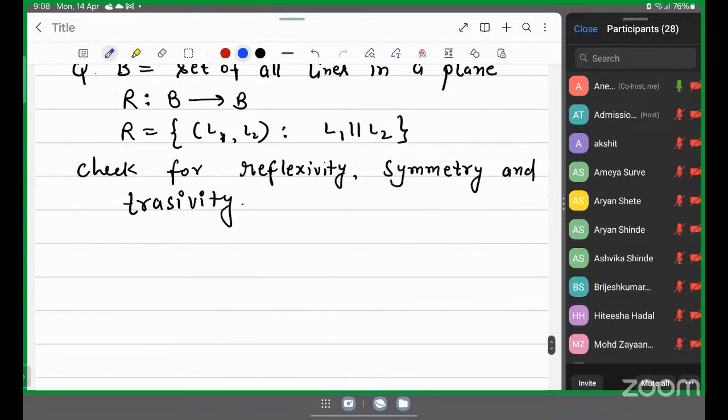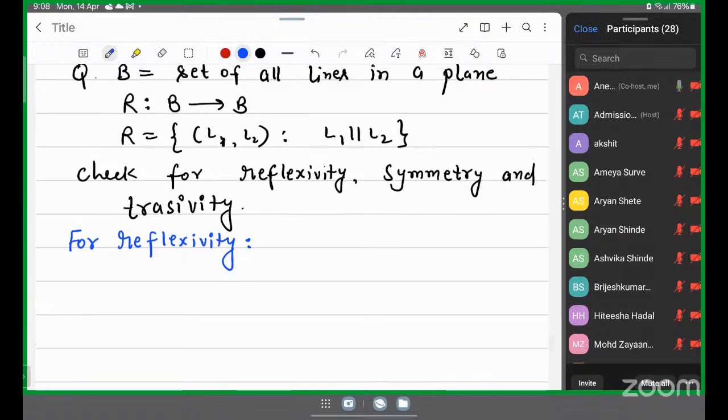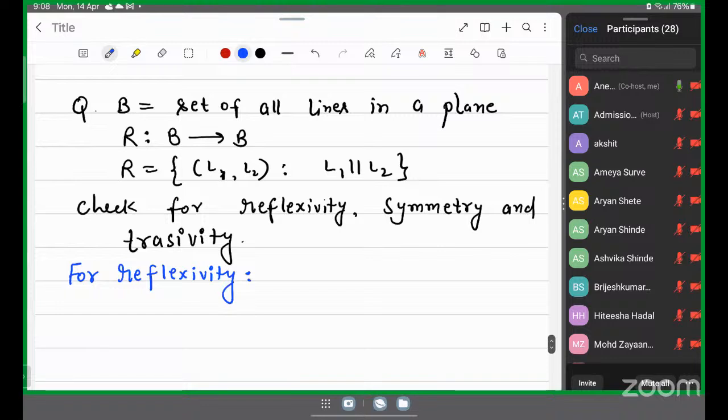So, first of all, we will check reflexivity. For reflexivity, we have to check whether all elements of set B are connected with itself or not. And set B is a set of lines, so we have to check whether line L is connected to itself according to the given condition. The condition is two lines will be in relation R if they are parallel. So if I take a line L, is line L parallel to itself? Or in other words, is any line parallel to itself?